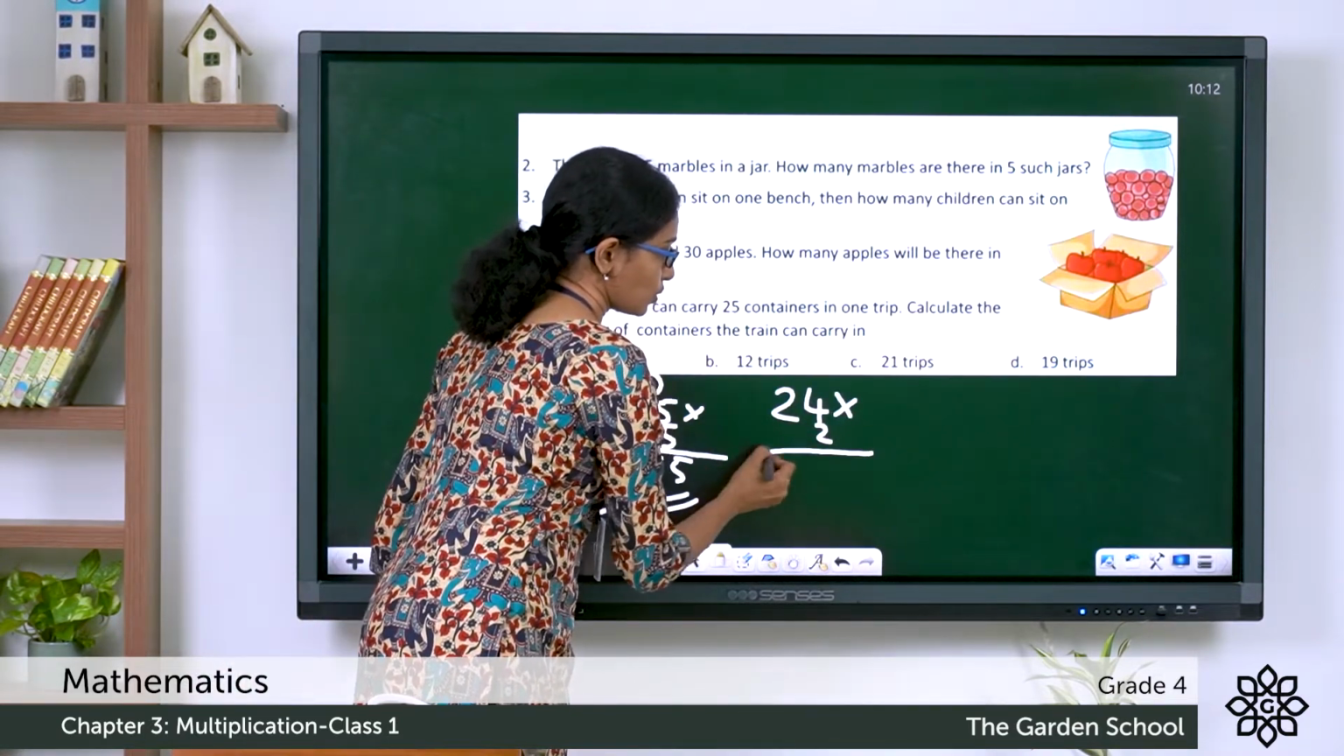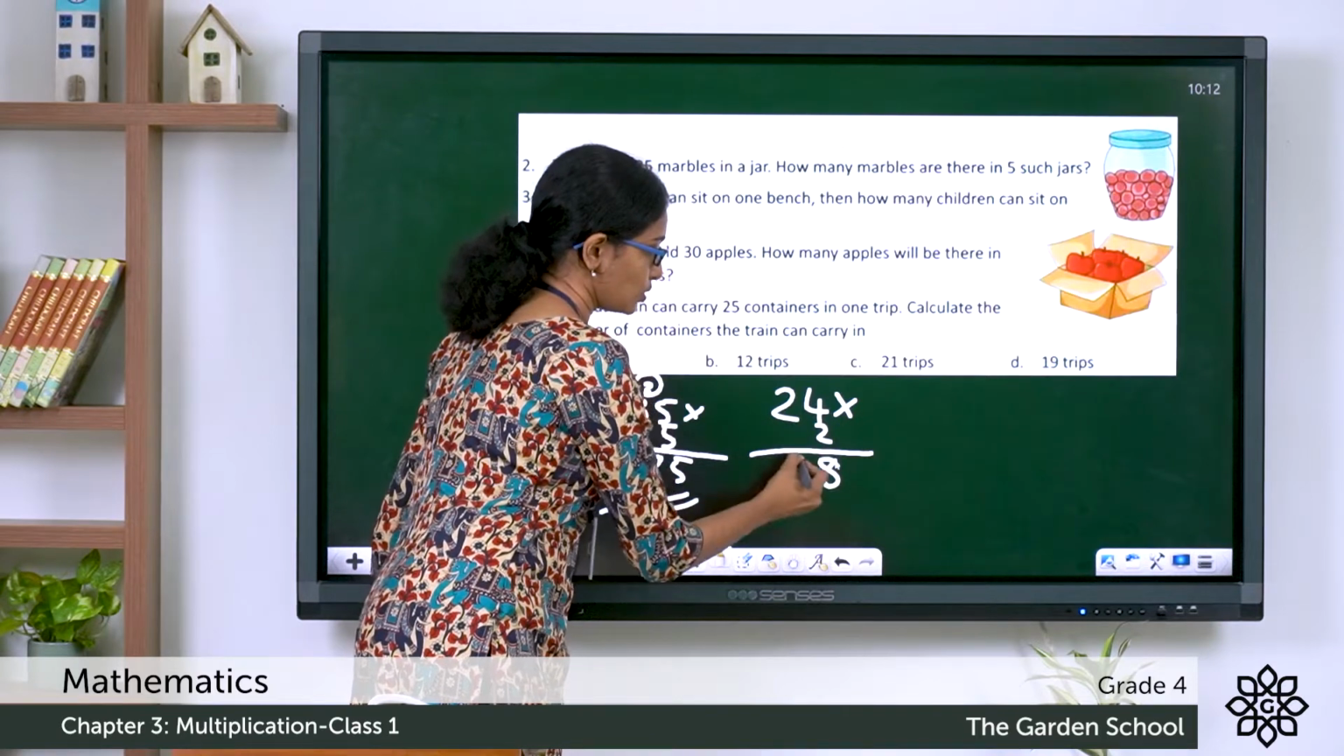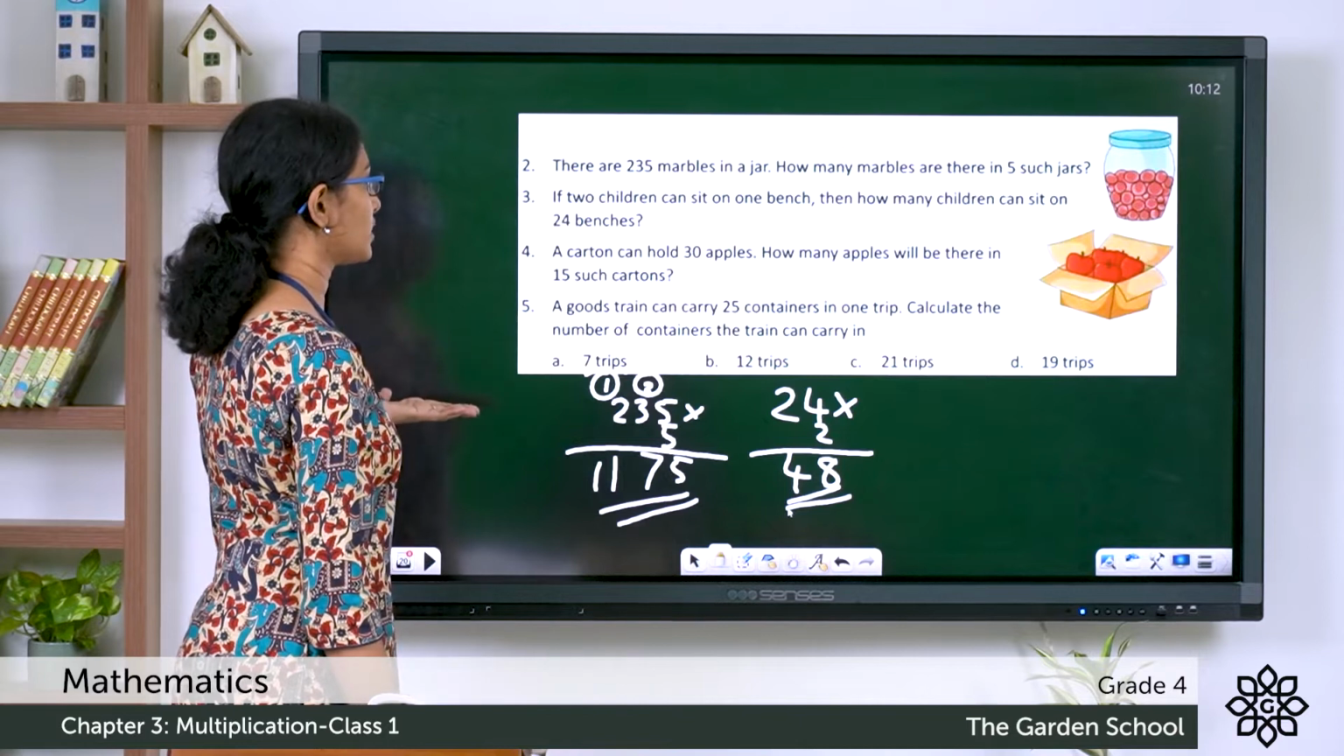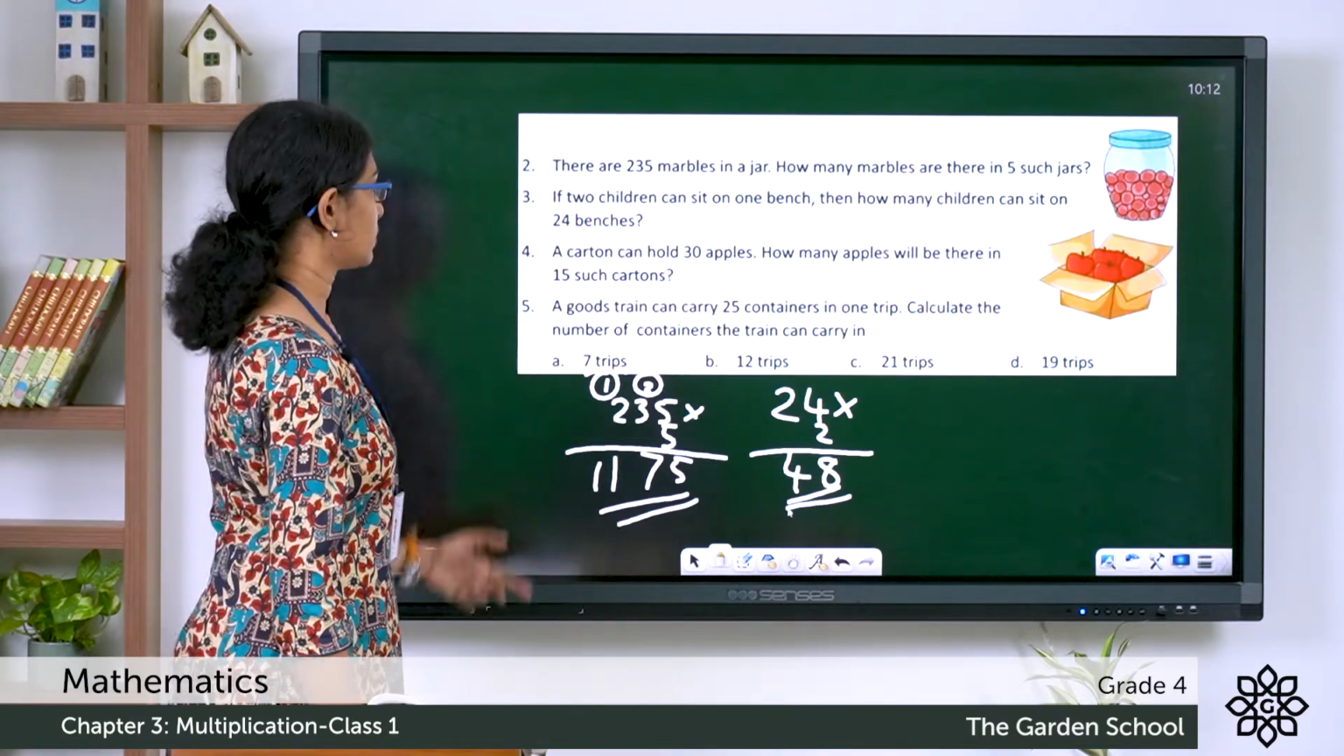24 into 2. 2 into 4, 8. 2 into 2 is 4. So, how many children? 48 children can sit on 24 benches.